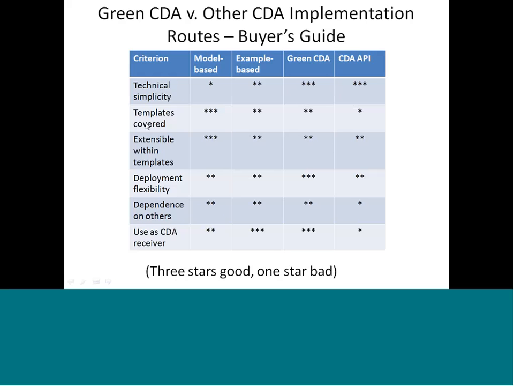For instance, coverage of the different templates. If you're taking a model-based approach, then you can easily extend to accommodate any new template that people come up with. So you're not limited by anybody else there. If you're going example-based, you need examples of a new template in use. Similarly, if you're going Green CDA, you need a Green CDA for that template. And if you're going CDA API, you want the guy that built the API to have covered your template. And in practice, the coverage of CDA API templates is rather poorer than the others at the moment. So that's what the star rating on the second row is about.